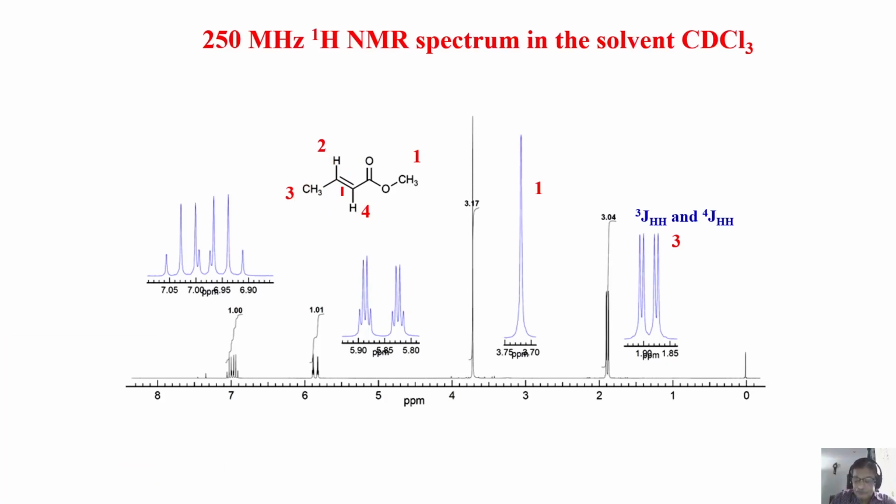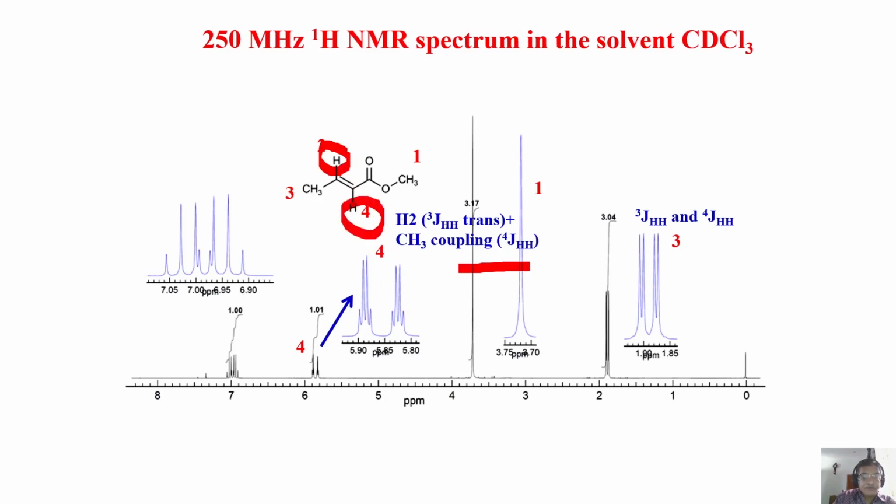Now how do we assign this? You'll take this one. What is this one? This I would say the proton H2. Why? It has a 3J trans coupling and CH3 coupling 4J. Okay, sorry, not this proton, 4, not 2. I'm sorry, this is proton 4. When you say this is proton 4, this has a trans coupling which is quite large. Center of this to center of this is a trans coupling, and it has a 4J coupling with this CH3.